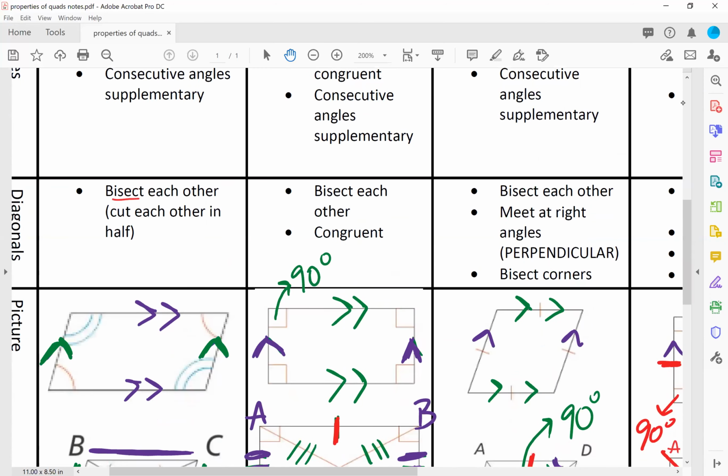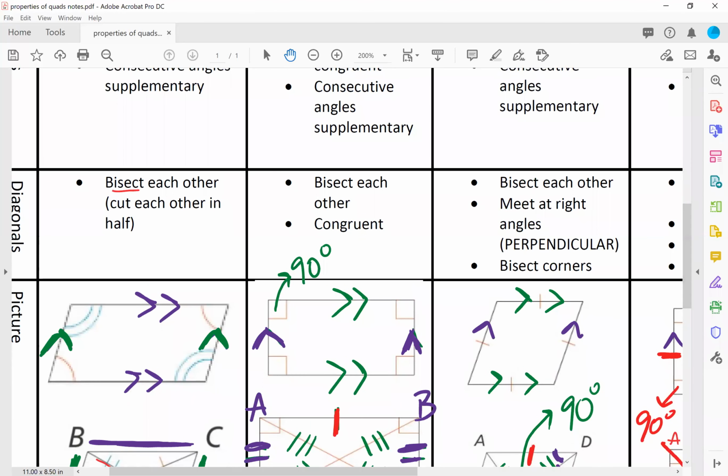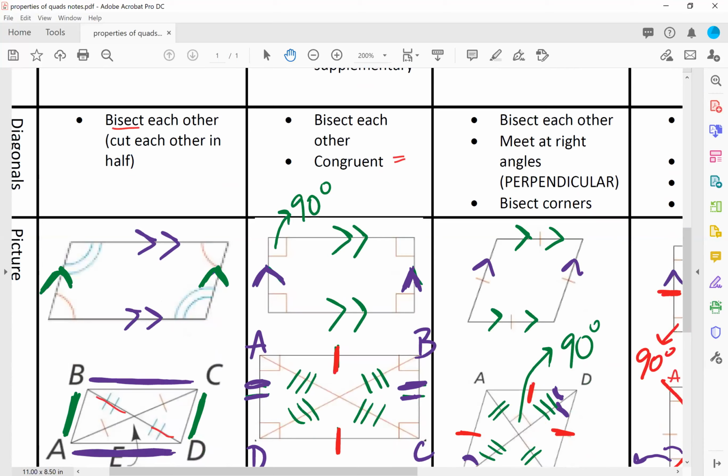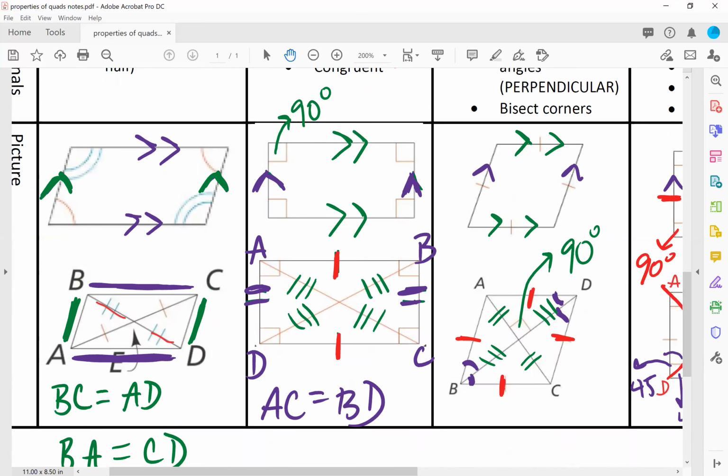All right, now diagonals. The diagonals bisect each other, just like in a parallelogram, but this time they're also congruent. That means that they are equal. So if we look down at the second picture here, AC is going to be equal to BD. And you can see they're being bisected, so they're being cut into equal pieces. But since they're congruent, that means all 4 of these little pieces there, they're all equal.